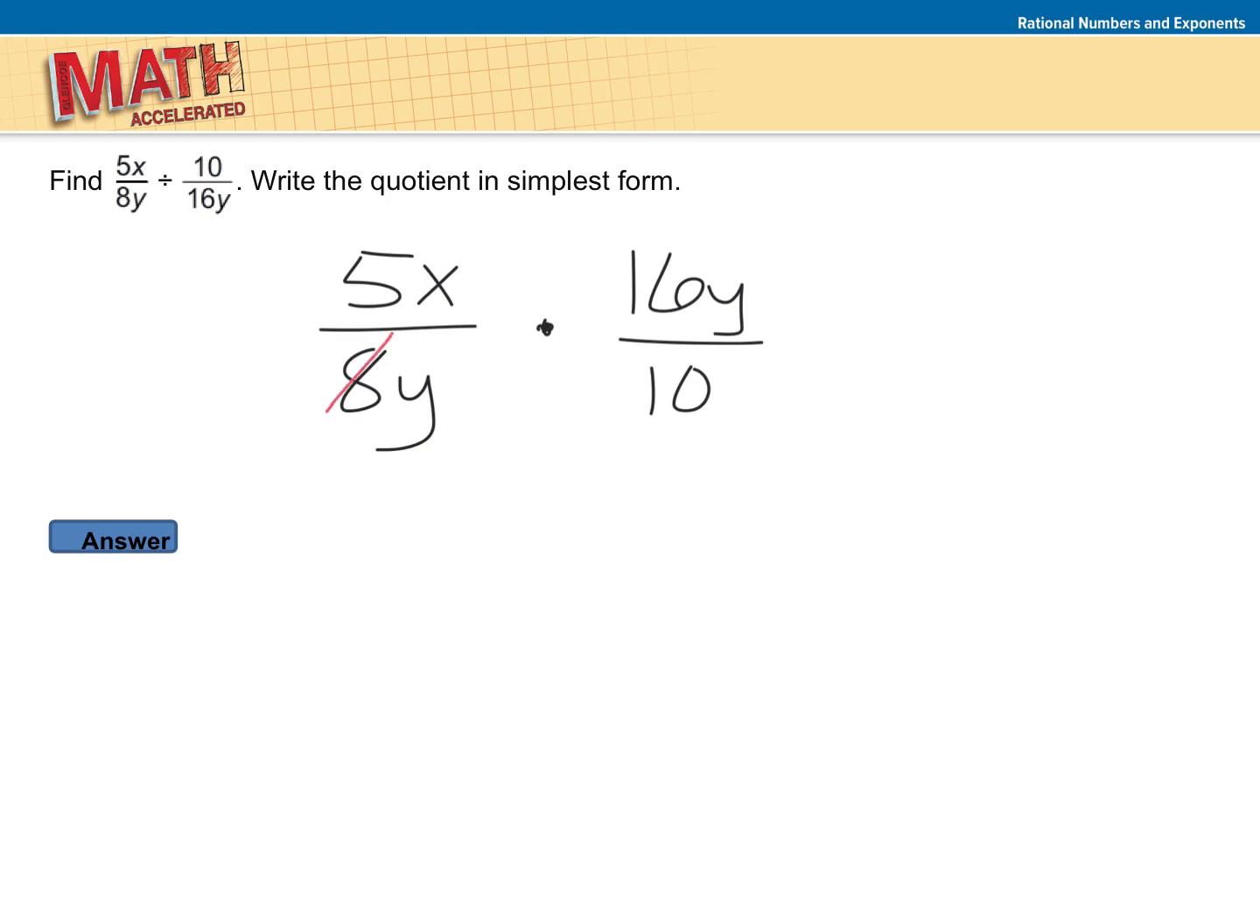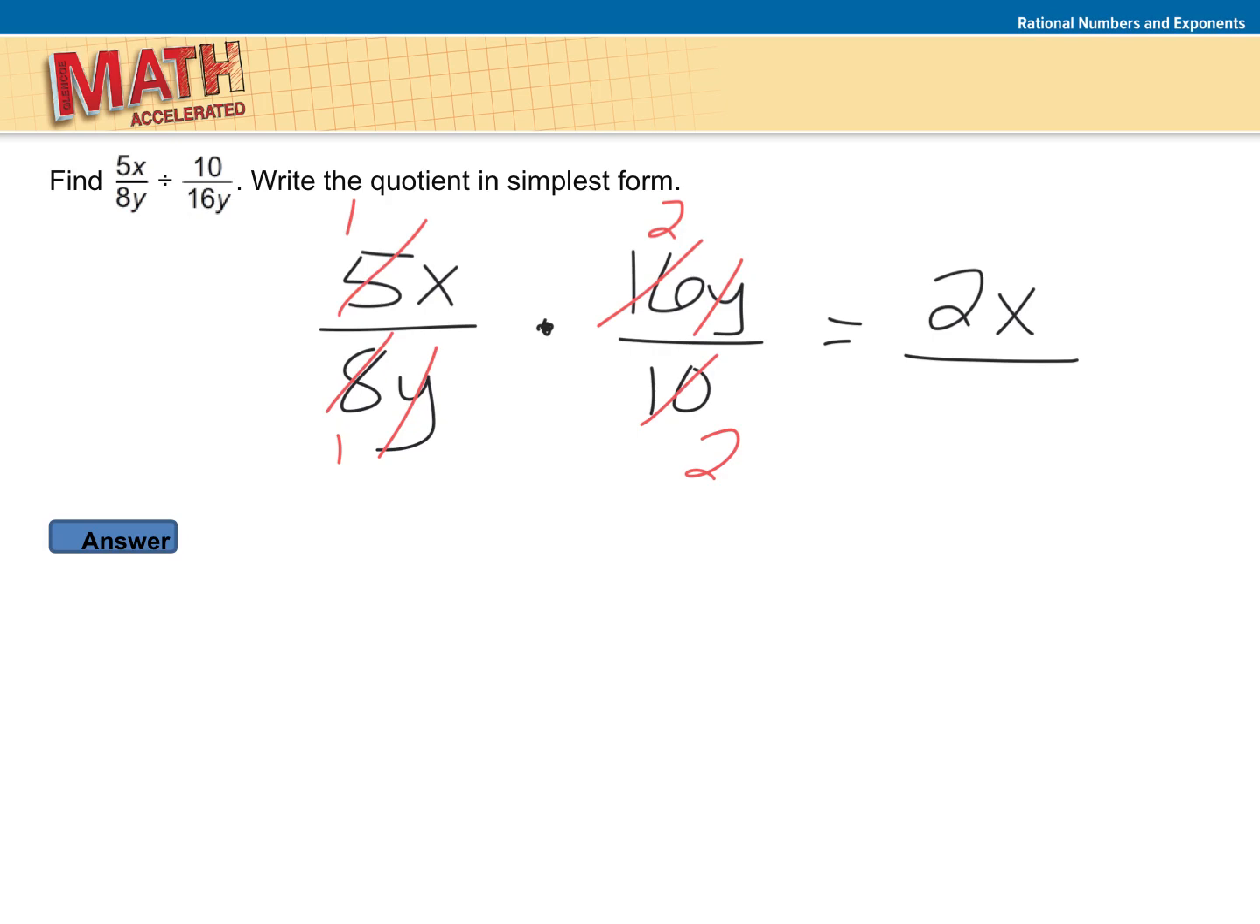8 and 16. How many times does 8 go into 16? 2. How many times does 5 go into 10? 2. Is there anything else that can reduce? The y's can. Good. Can anything else? No. Okay, let's multiply across. What do we have on the top? 2 and x. 2x on the top.